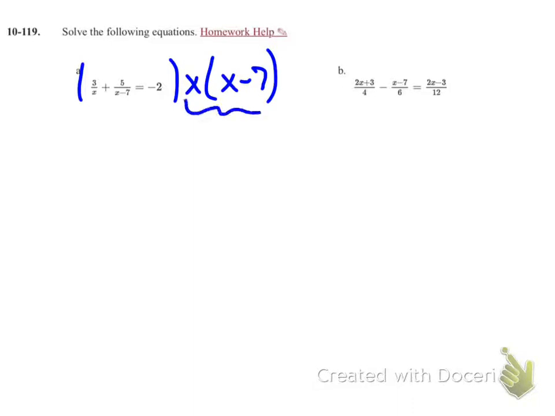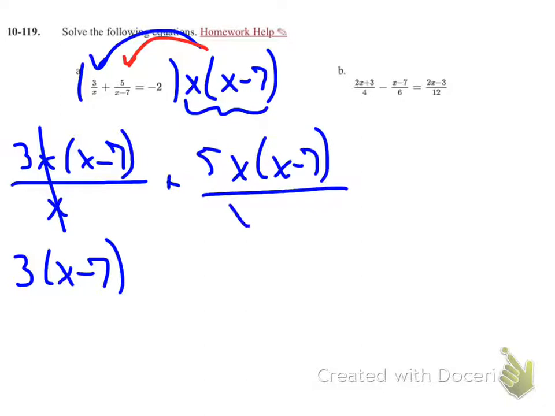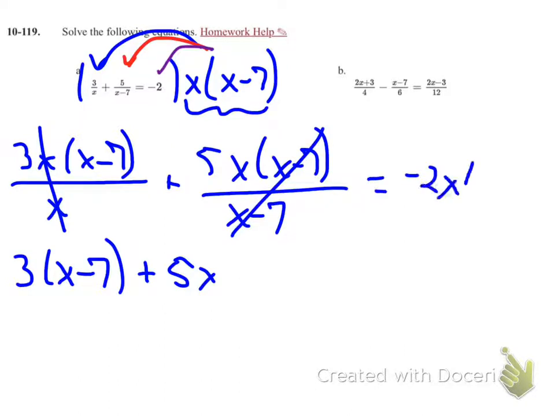So when I take all of this and I distribute it to the first term, I will get 3x times x minus 7 over x, and there's a giant 1, leaving just 3 times x minus 7. When I distribute that to this fraction, I will have 5x times x minus 7 over x minus 7, and the x minus 7's make my giant 1, so I have plus 5x. And then when I distribute it to the negative 2, I just get negative 2x times x minus 7.